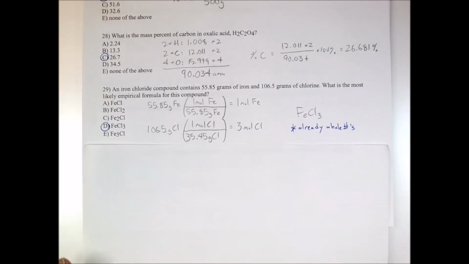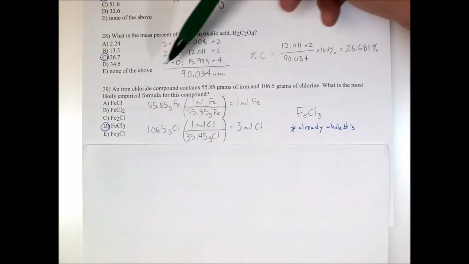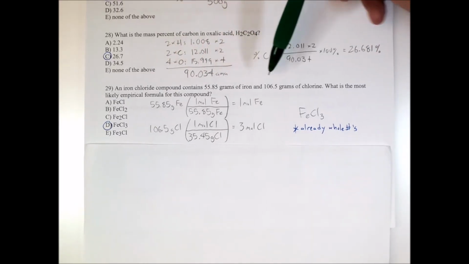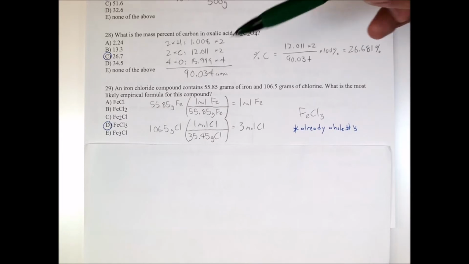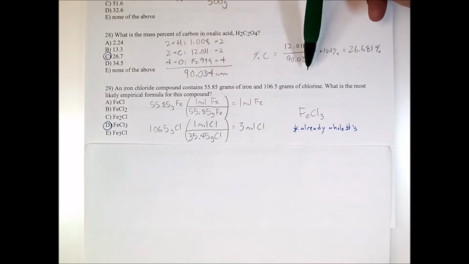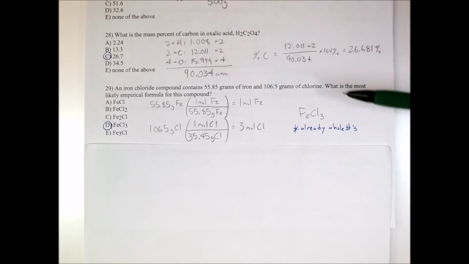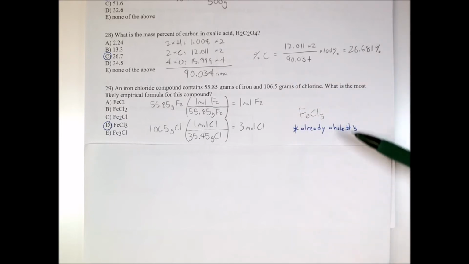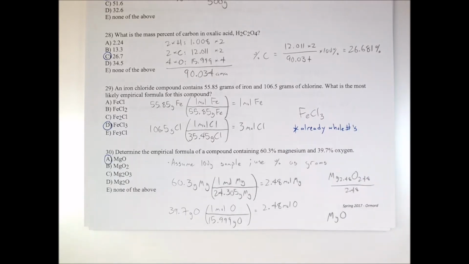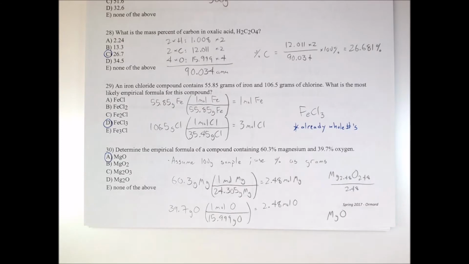All right, next one here, an iron chloride compound contains this many grams of iron, this many grams of chlorine. So in some of these problems you're given percentages, but these ones you're given the grams straight up right here. So I went ahead and converted them each to moles, and doing that you may have noticed they're already whole numbers. So you're pretty much done at that point. It's iron 3 chloride.